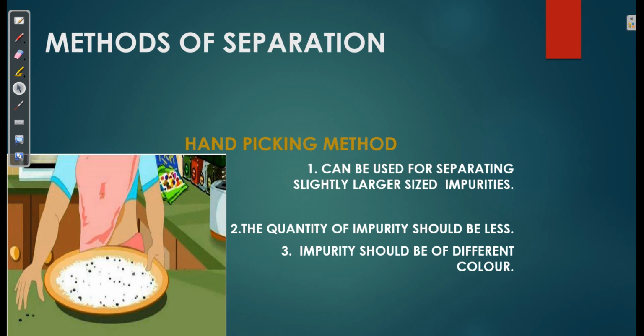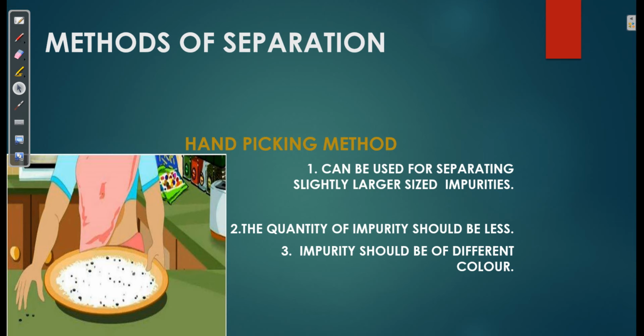Imagine, like in this picture, this lady is separating a stone from the rice. The color of the rice is white, whereas the color of the stone is black. So here we can use a hand picking method. But imagine if the color of the substance and the color of the impurity are both the same. Will it be easy to use the hand picking method? If both stones and rice look the same in color, it will not be possible for your eyes to identify the impurities. Am I right?